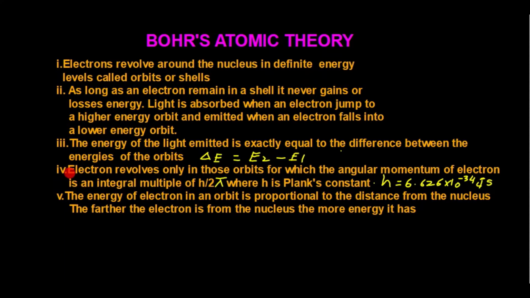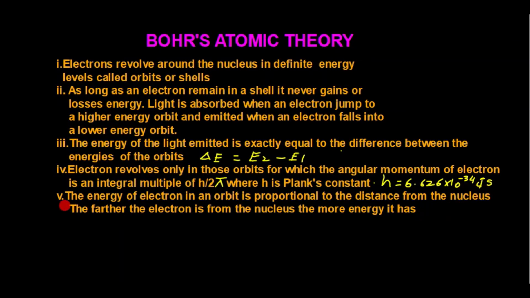The next postulate is, an electron revolves only in those orbits for which the angular momentum of the electron is an integral multiple of the factor h upon 2 pi, where h is Planck's constant and the value of h is equal to 6.626 times 10 raised to the power minus 34 joule second.